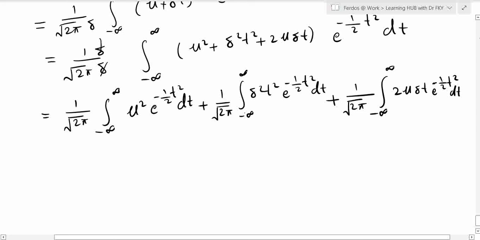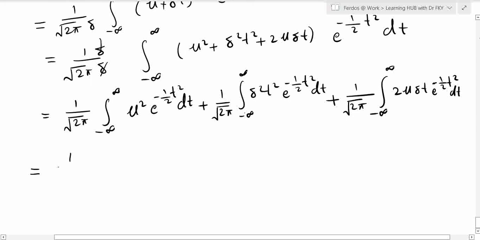Now we can see that we can use again the property of odd function and even function to solve these terms. This function, as you can see, is an odd function in t. These all things you can write once more.